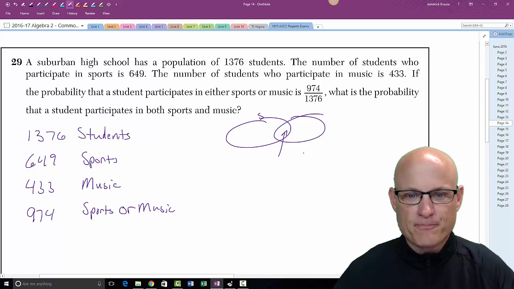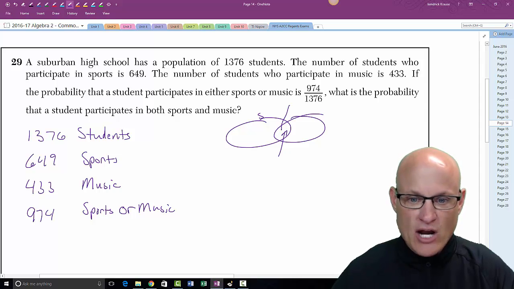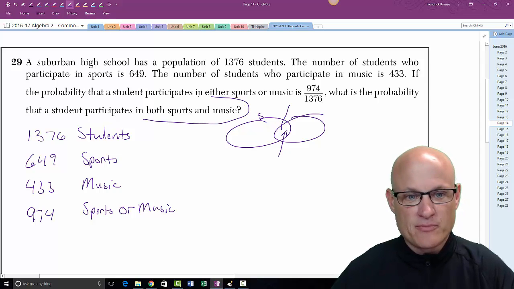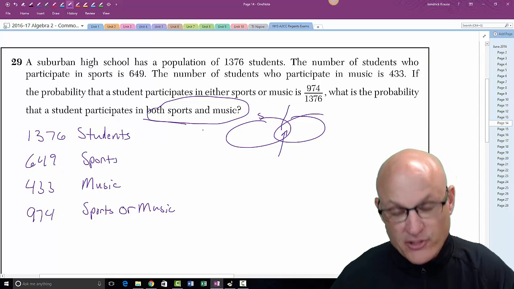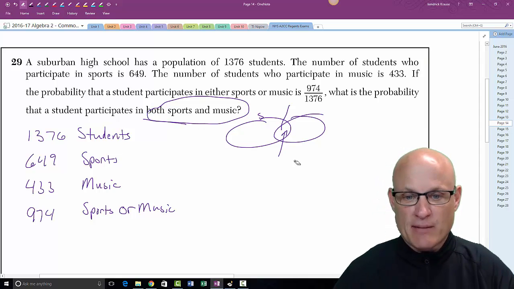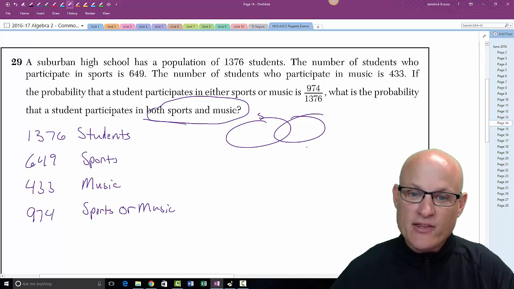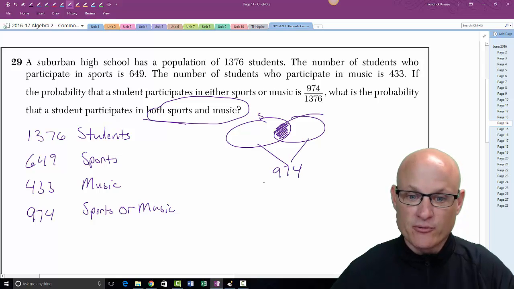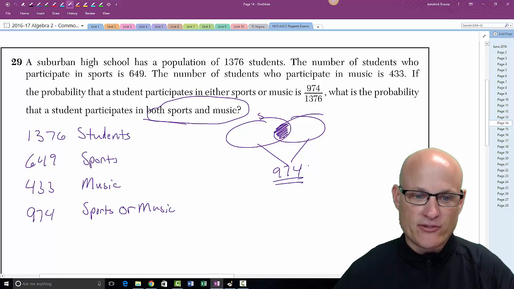How many play just one? Actually, the question is asking how many participate in both sports and music. And if you remember correctly, in a Venn diagram, this is kind of what we're looking for. Now the 974 is for these two. So what you've got to remember then is this.